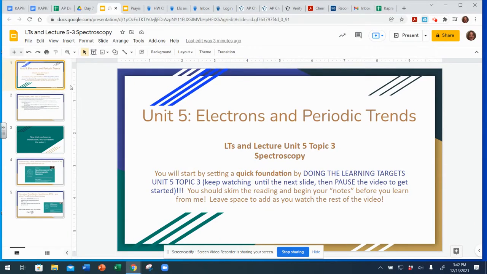Okay, so this is lecture 5.3, unit 5, topic 3, and it's about spectroscopy, which is what we can do with the measured values that we can find about wavelength or frequency from radiation that's either absorbed or emitted by substances. And unfortunately, this is a topic that's not very much in your book.